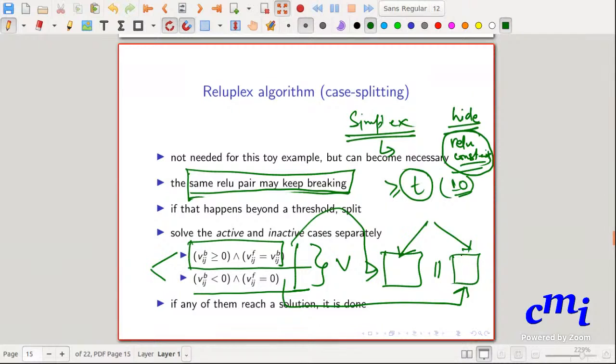So how do they determine t? I think this is experimentally determined, but for this they have used 10 as the limit. You could pick that t by experience. If it doesn't terminate and keeps doing the same thing, then you split. So if the same thing breaks again and again, you split. The point is that it doesn't happen with too many neurons that they break more than 10 times. This is the idea that they have used.